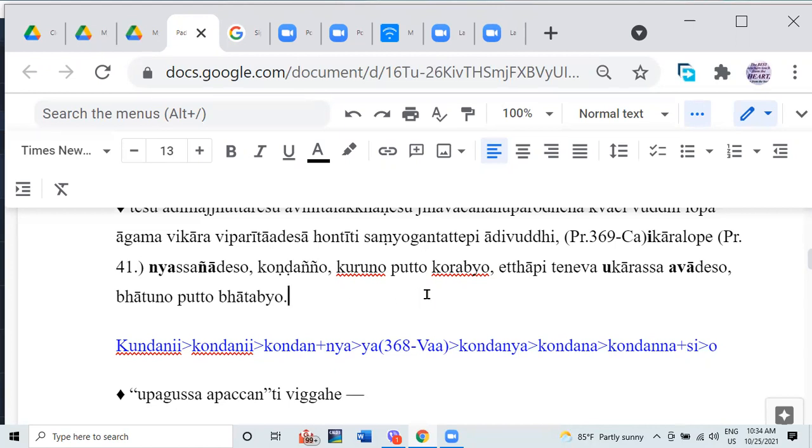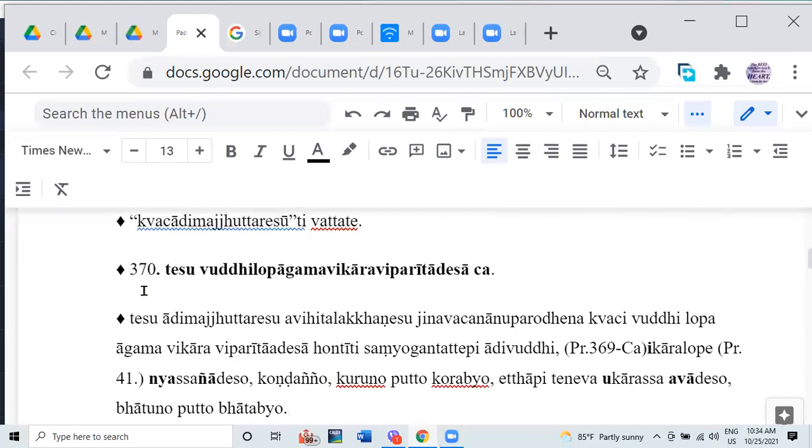Kuru no Buddha Korabyo. This is also the name of a king in ancient India, Korabya. King Korabya. That is Kuru no Buddha. The king Kuru. There was also a Kuru state in India. Kuru no Buddha Korabyo.